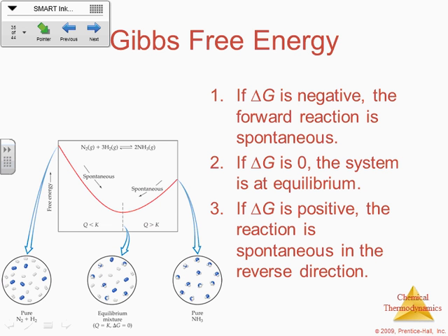So delta G basically tells you, one, is the system at equilibrium, because if delta G is 0, the system is at equilibrium. But it will also tell you which direction the reaction is spontaneous in. Okay, so this is very much related to equilibrium.